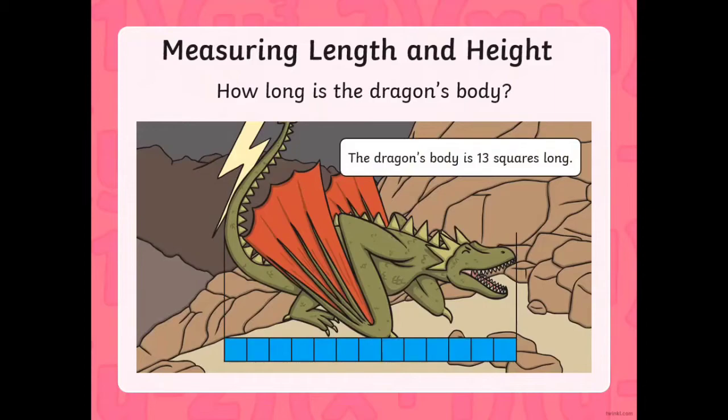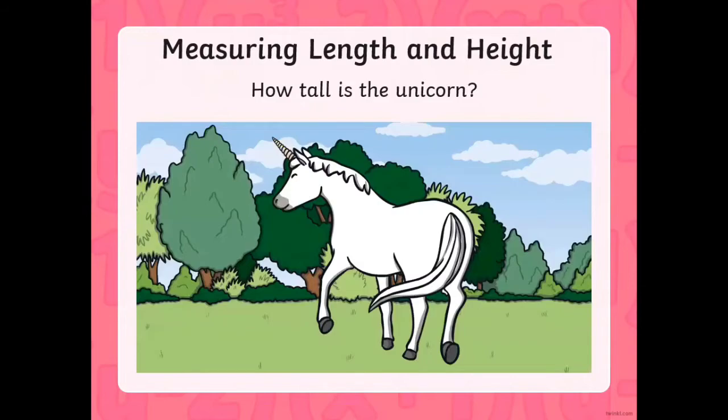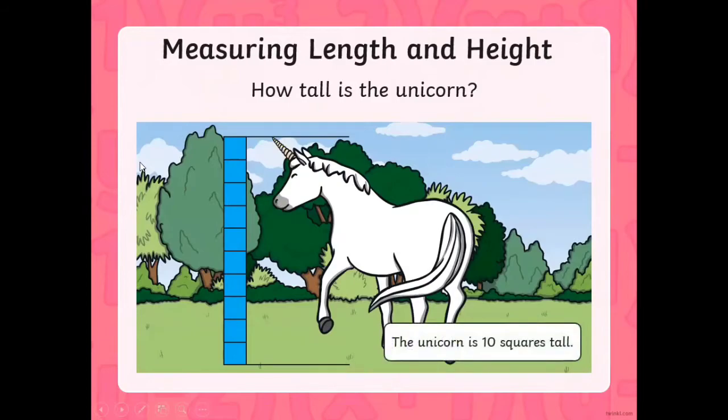Very good. Okay, next one. How tall is the unicorn? So we are measuring height. Let's count. How many squares is the unicorn's height? We have 1, 2, 3, 4, 5, 6, 7, 8, 9, 10. So the unicorn is 10 squares tall.